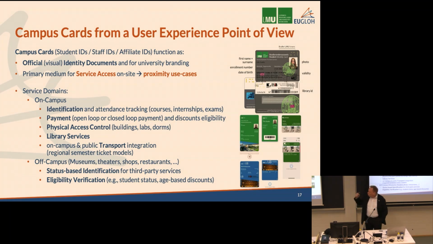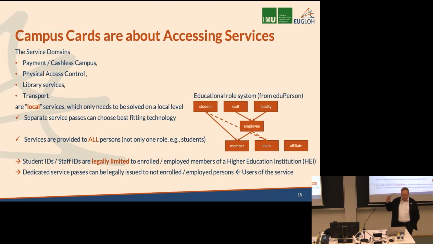So it's all about campus cards, not student IDs, campus cards. And they are official identity documents, and they are the primary medium for service access. Those are proximity use cases. And it's all about accessing services. Well, the canteen in a university, not only the students access it, the staff members too, the faculties, the guests, the affiliates, all need the services.